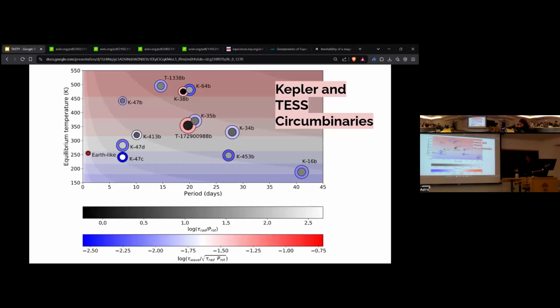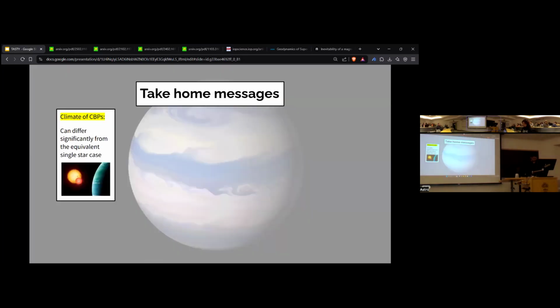And based on this criteria, we classified Kepler and TESS circumbinary planets and saw that two of these planets, the TESS planet and the other one, Kepler, are most likely to show some kind of climate variability, which might be interesting to probe using observational techniques.